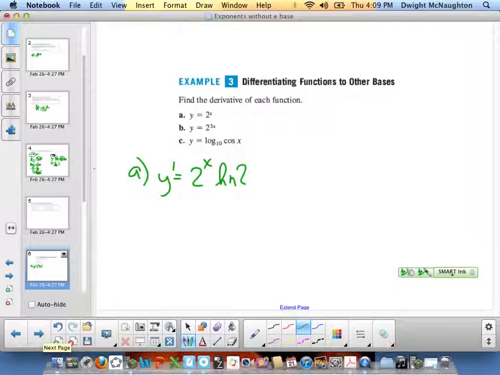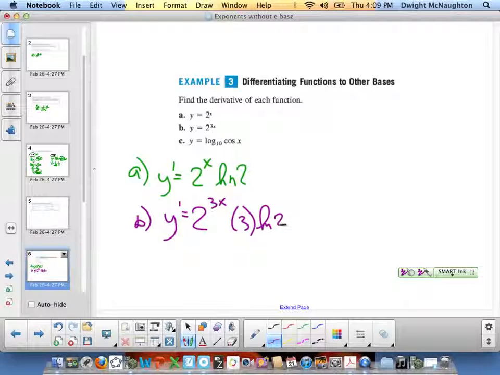All right, for B, y prime, well, it's 2 to the 3x, so it'll be 2 to the 3x. It's got the 3x up there, so it has to multiply by the derivative of what's up there. And because the base is not e, we have to account for that too. So it'll be 2 to the 3x times 3 times natural log of 2.